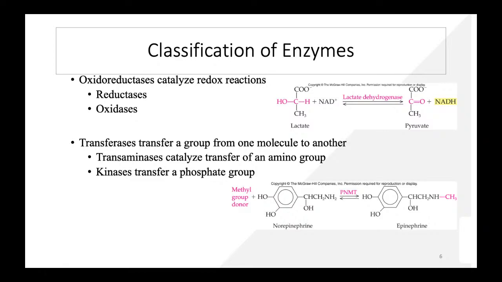Then the transferases transfer a group from one molecule to another. So transaminases are mainly known for the transfer of amino groups, kinases for phosphate groups. Here PNMT will be transferring the methyl group from the donor to norepinephrine, making epinephrine. So the methyl group is being attached there.